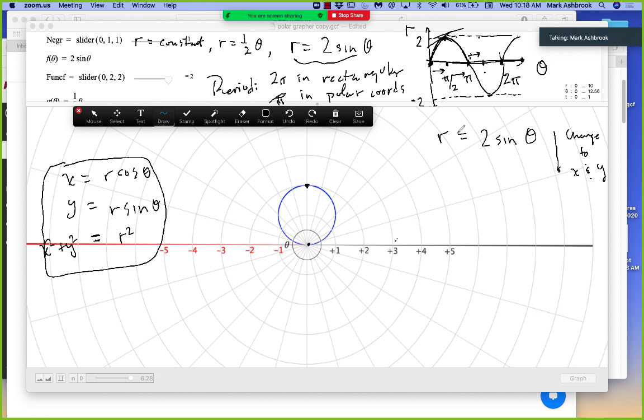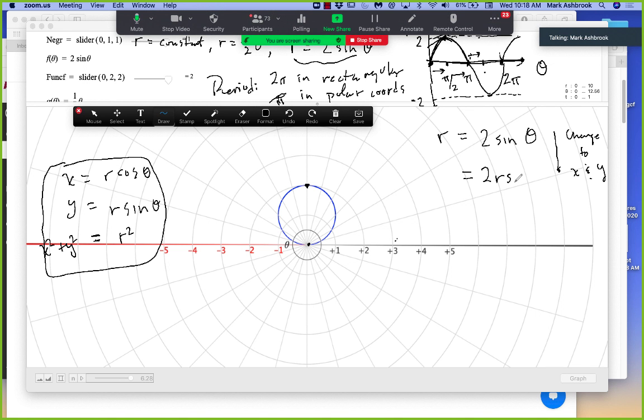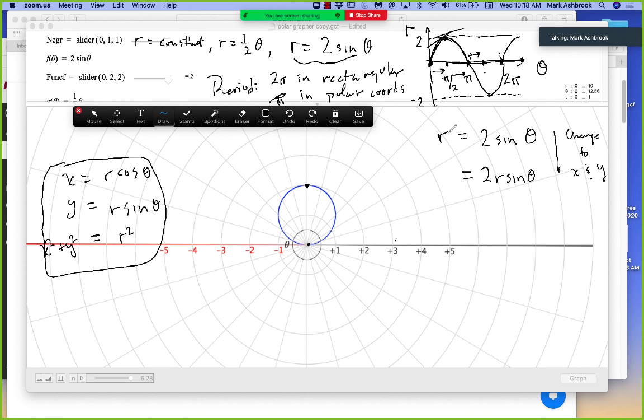to transform this. So, I've got 2 sine theta. It'd sure be nice if I had what instead? What would be nicer to have? 2r sine theta. Yeah, it sure would be nice to have 2r sine theta. But I have to maintain this equality. I want to keep this equation. So therefore, on this side I have?